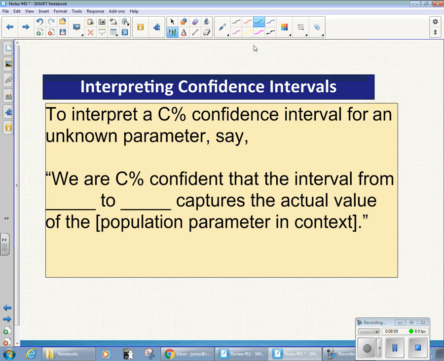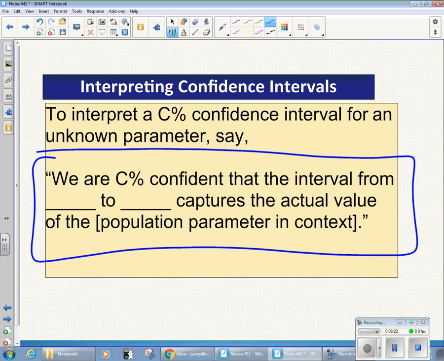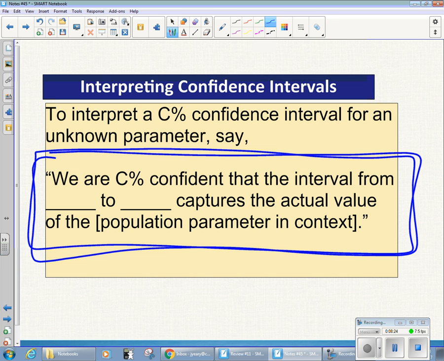All right, if you don't get anything else down today, this is something that needs to happen. This is the interpretation that we are going to use for every single confidence interval that you ever create in this class or in future statistics classes. So it is a cookie-cutter example. It works marvelously for this type of example.